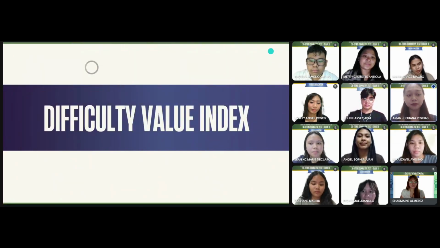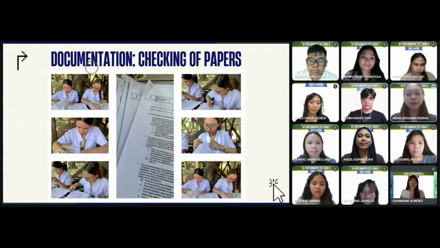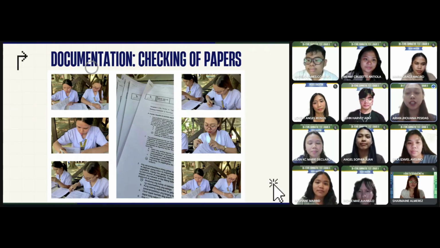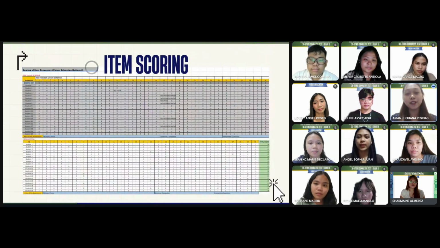For getting the DVI, next slide. After the pilot testing, we gathered all the answer sheets and began checking them using the finalized answer key. While reviewing the papers, we noticed a few consistent patterns. Next slide, please. Many students committed similar errors in certain items, which suggested that some questions might have been unclear or a bit challenging for them.